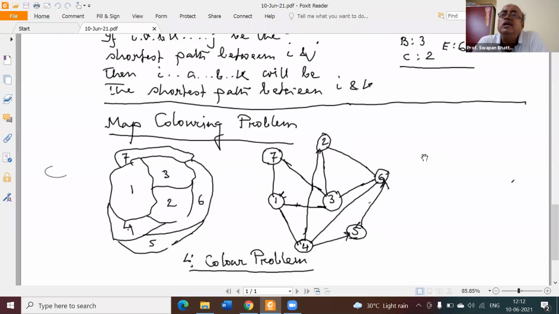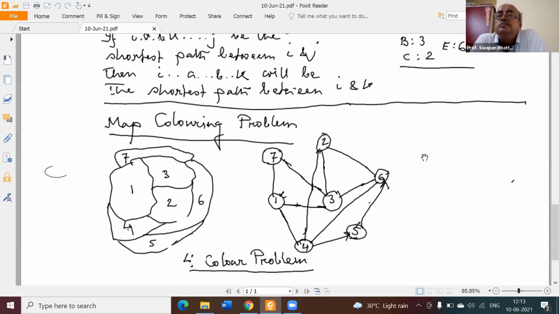And now my problem is to attach colors to the nodes in such a way that no two adjacent nodes have the same color. Same problem. We convert this map to this graph. Again, apologies, there should be an edge between 1 and 2. I may have missed out something also, but I've given the logic.